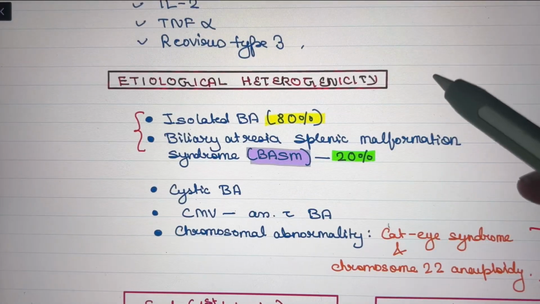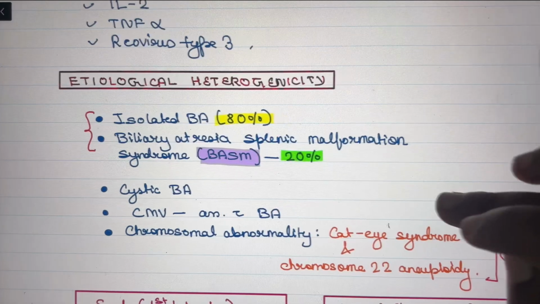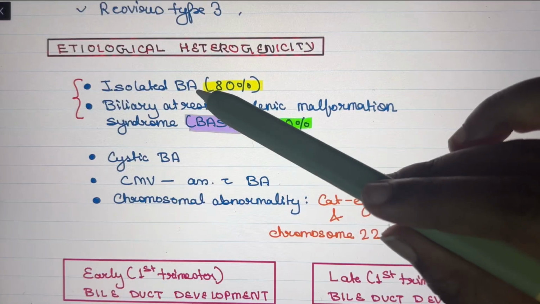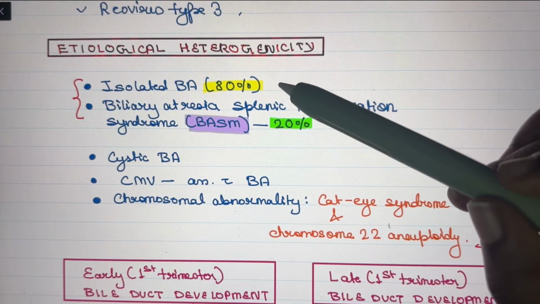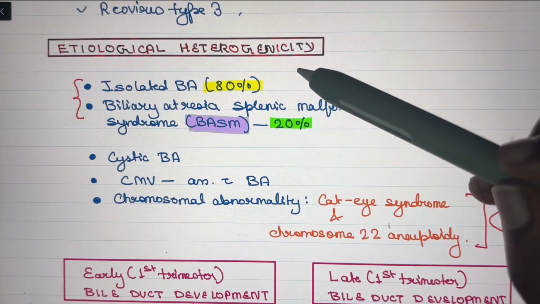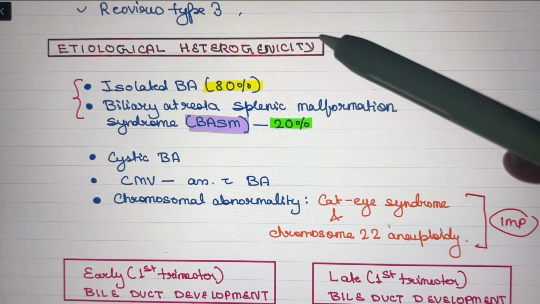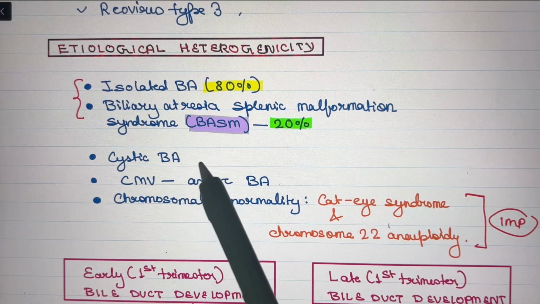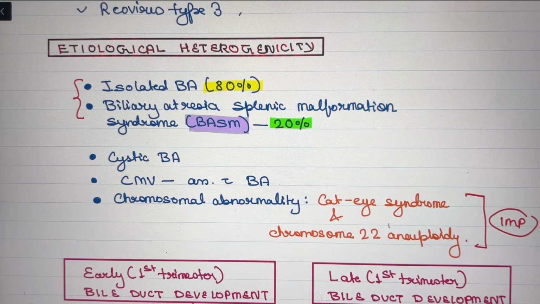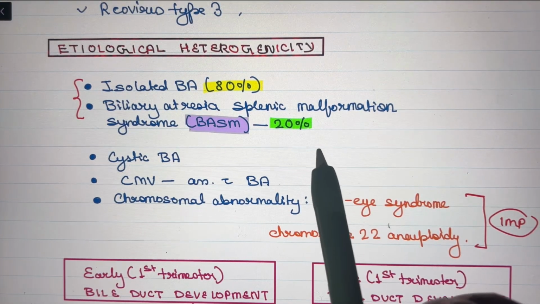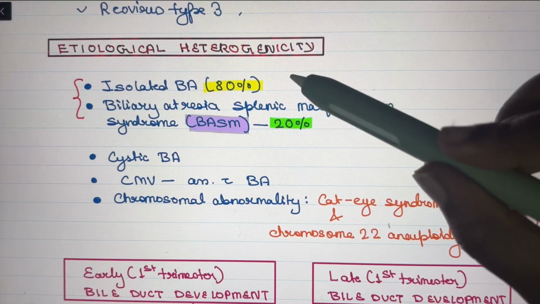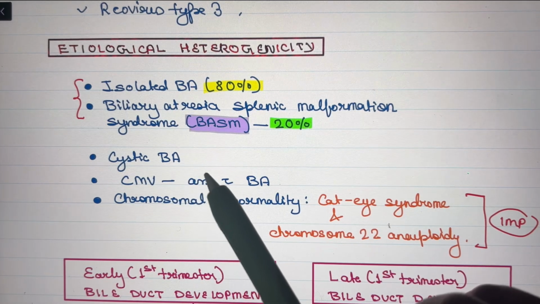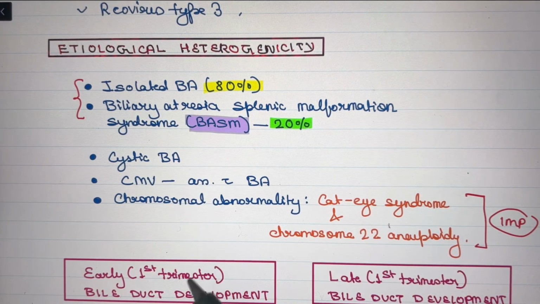Now, etiological heterogeneity. You have to know this, very important. Either we can see isolated BA, meaning biliary atresia, which is more common, 80% of them. Or it may be associated with splenic malformation, that is biliary atresia splenic malformation syndrome, known as BASM, which is 20%. But more common is isolated biliary atresia. And biliary atresia might have cystic dilatation, or be associated with cytomegalovirus or chromosomal abnormality.